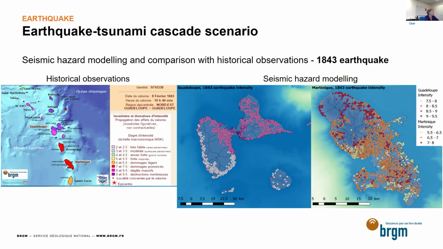We are lucky to have a database on historical observations at the French Geological Survey. So we can see on the left that during the 1843 earthquake, we have historical observations of intensity 8 to 9.5 in Guadeloupe, and the same earthquake made intensity about 7 in Martinique. And on the right part of the screen, we have the intensities modeled by us. So we can see that we have more or less the same range of intensity. And we can also see that for Guadeloupe, there is a separation between intensity 9 to 9.5 and intensity 8 to 8.5. So we cannot say that it's validated, but we have more or less the same range of intensities.